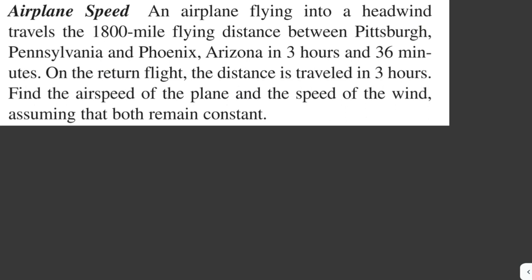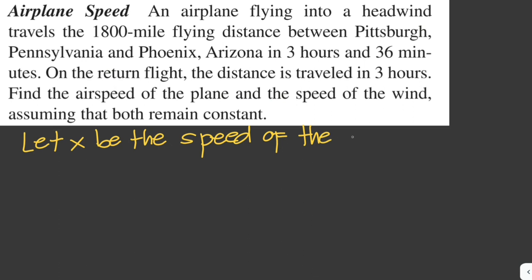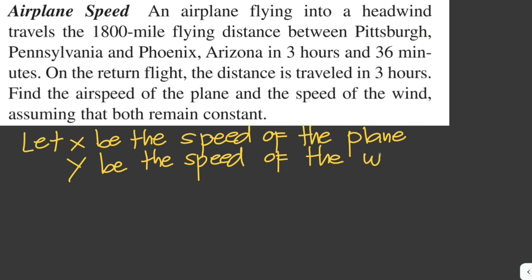So we don't know the speed of the plane, and we don't know the speed of the wind. So we can let x be the speed of the plane, and then y be the speed of the wind. Now we have two unknowns, so we need two equations to solve for the unknowns.